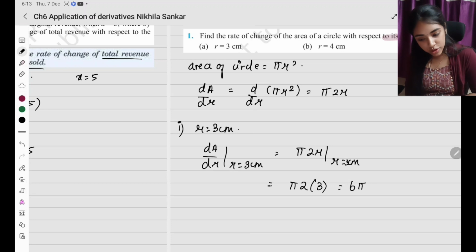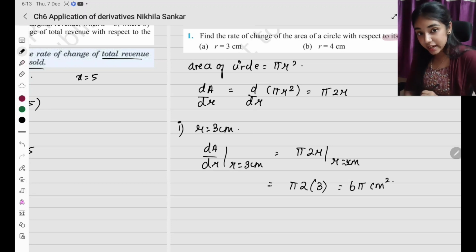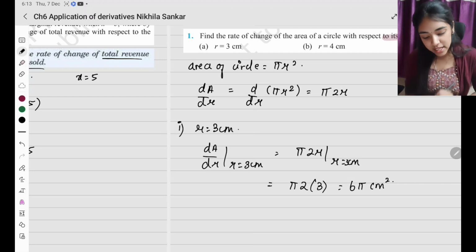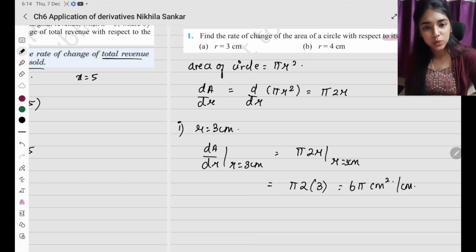And what is the unit going to be? It is going to be centimeter square. dA by dr, rate of change of area, so the unit changes. Yeah? So this is going to be centimeter square with respect to centimeter, and with respect to radius. Yeah? So this you can write as with respect to centimeters.